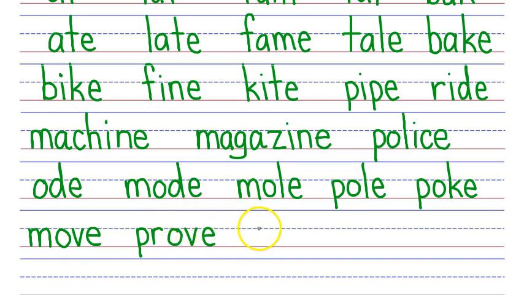Next word, lose. We have an L that says l, an O that needs to make that long double O sound, oo, an S that says z. If you remember, S makes two sounds, S and Z. And a silent final E that's telling us that the O makes a long sound. L, oo, z, lose.